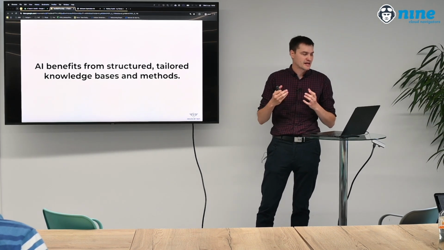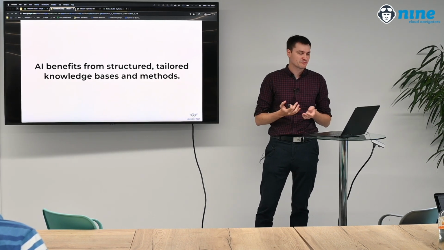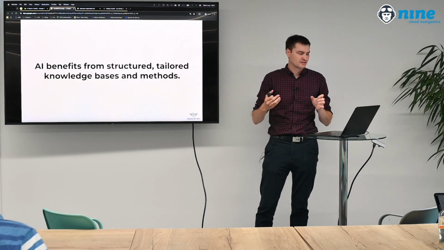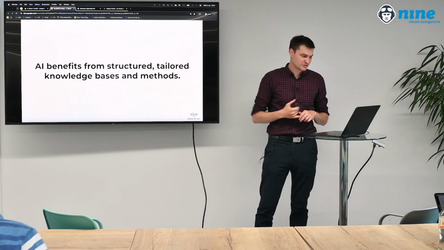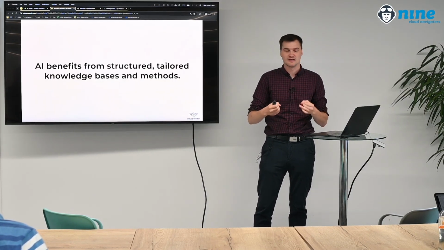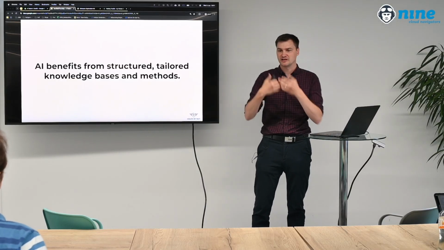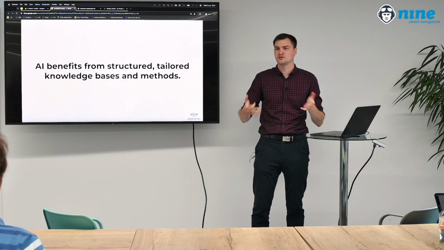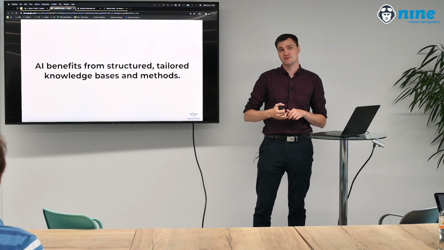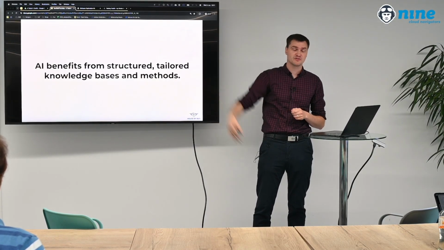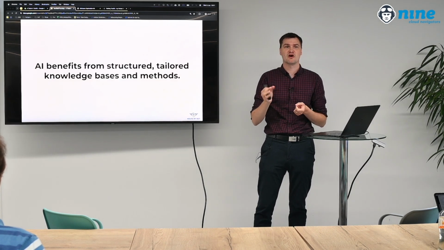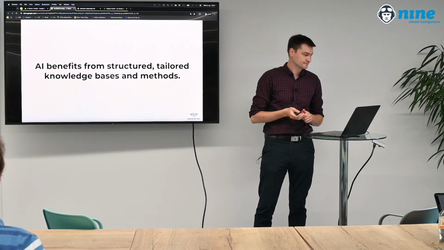And I think AI benefits from structured, tailored knowledge bases and methods like context, RAG, all of that. And all of what I have shown you today are knowledge bases, is context that you can give the AI, are structured methods and processes you can give to the AI to do certain things, and that helps them to do good work in your context, because they have learned based on a lot of information, but your context, your domain is unique, and it needs to know what is unique about it.